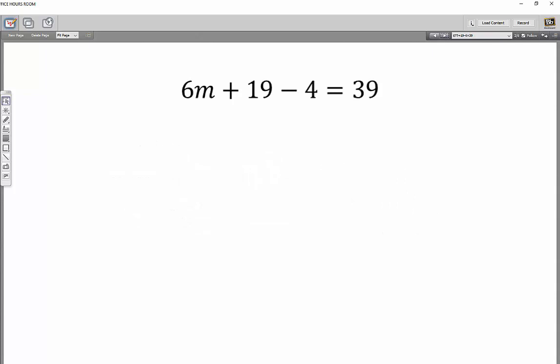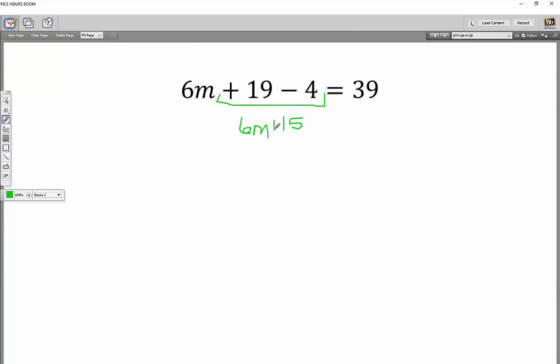If we had the example 6m plus 19 minus 4 equals 39, and we need to find out what the value of m is, we're going to go ahead and simplify our constants on the left-hand side of the equation first. Again, you'll find this identical to the process that we did with adding and subtracting. Now, just to get our variable by itself, we're going to have to either multiply or divide in our last step. So we can go ahead and combine our constants on the left-hand side. We know what a positive 19 minus 4 is. That's a positive 15. We haven't done anything with 6m, so we're going to go ahead and bring that down.